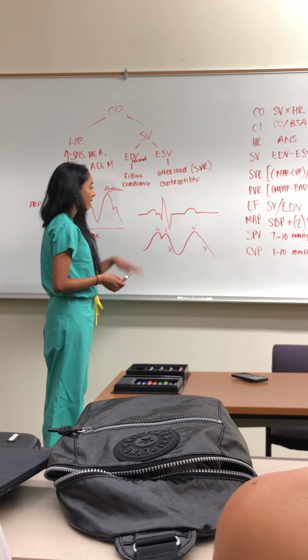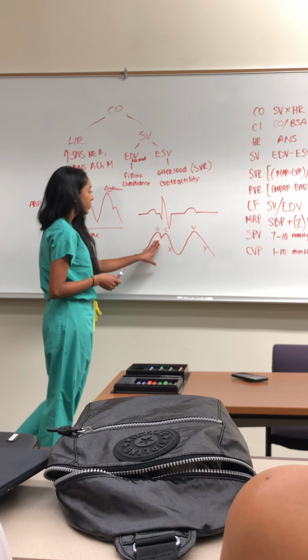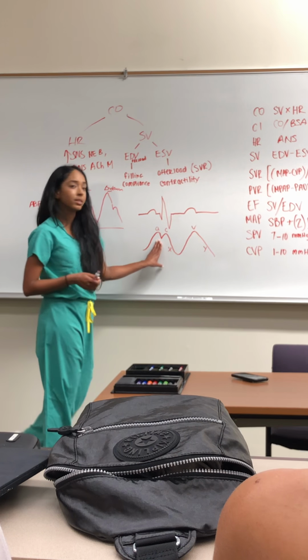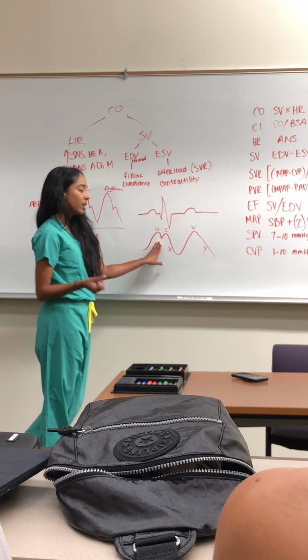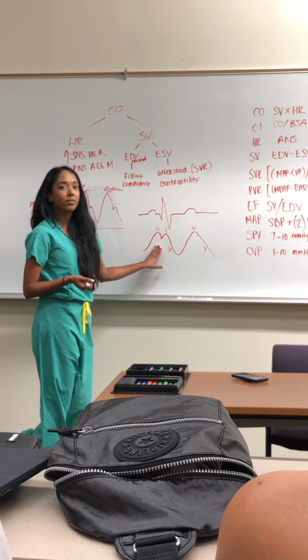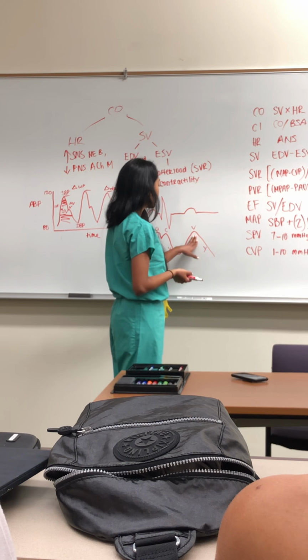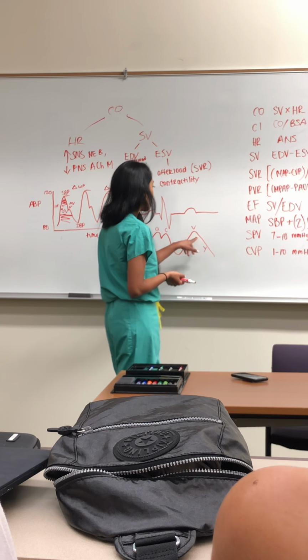We might have a cannon A wave if our right atrium tries to contract against high resistance. This can be because of a stenotic valve, like tricuspid stenosis, or because we have a non-compliant ventricle, so right ventricular hypertrophy. And then third is our V wave.